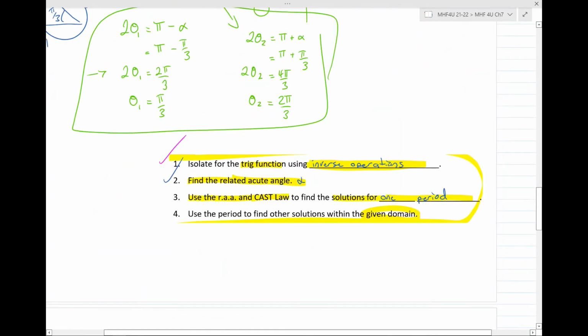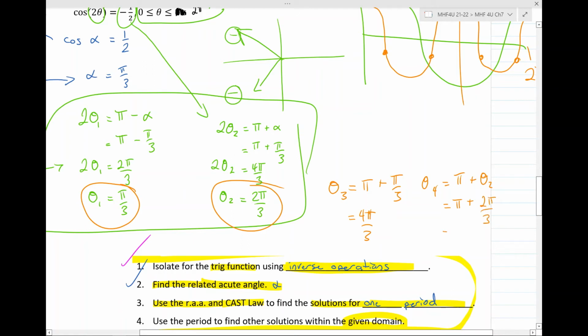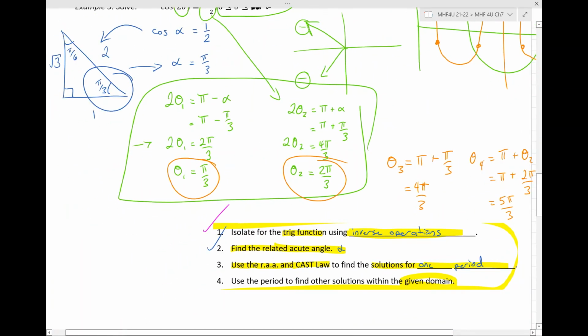That means I just need to add a period to each of my angle thetas here, to each of my solutions here. All right, so that means that I can have a theta 3, which equals pi, and that's my period, plus pi over 3. And that is 4 pi over 3. All right, my theta 4, sorry, I know I'm getting messier and messier. My theta 4 is equal to pi plus theta 2. Well, theta 2, that's pi plus 2 pi over 3. And I'm working with 5 pi over 3. And there I have all of my solutions.